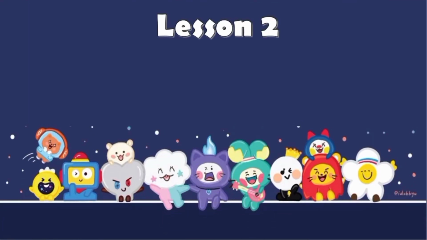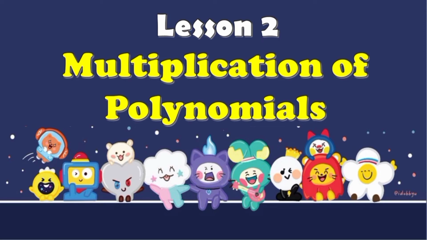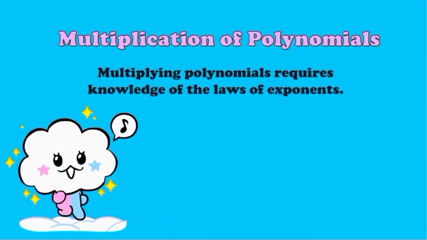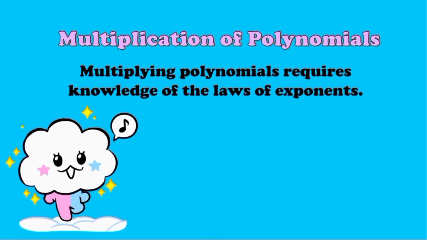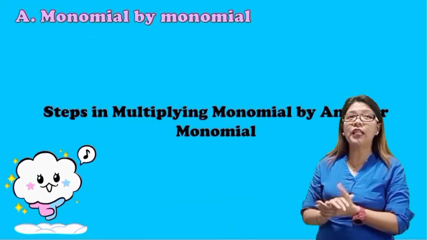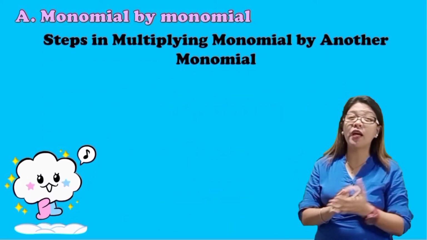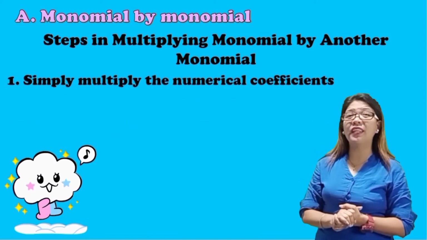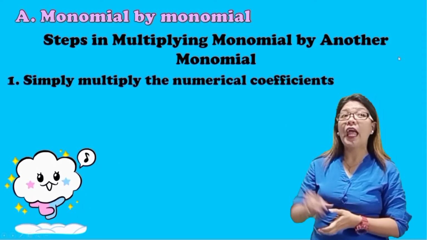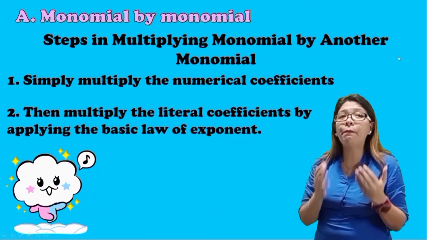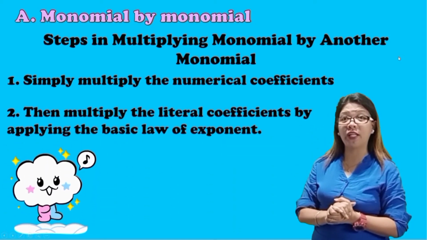Lesson number 2. Multiplication of polynomials. Multiplying polynomials requires knowledge of the law of exponents. Monomial by monomial. Here are the steps in multiplying a monomial by another monomial. Number 1. Simply multiply the numerical coefficients. And number 2. Multiply the literal coefficients by applying the basic laws of exponents.